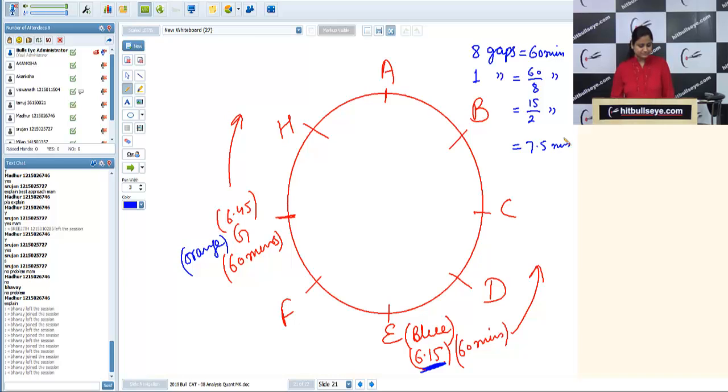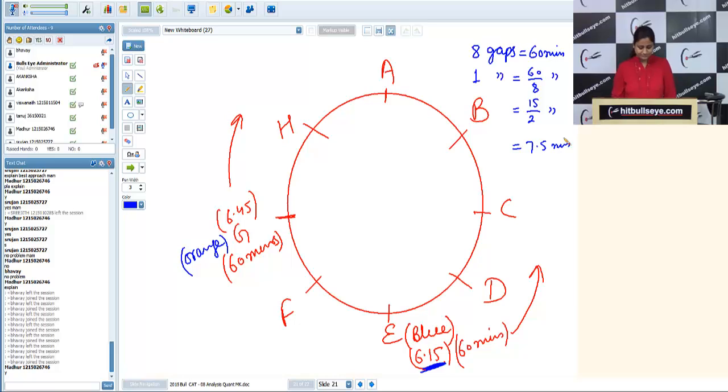Madhur, are you getting me? Clear? I've taken the most difficult question here. First of all, we will consider that the orange train was starting at 6:45. At 6:45, what will be the position of the blue train, because the blue train has started earlier. From 6:15 to 6:45 it has taken 30 minutes, and in 30 minutes it will cover 4 gaps. So this is the first, second, third and fourth gap. It means the blue train will be at this point at 6:45.